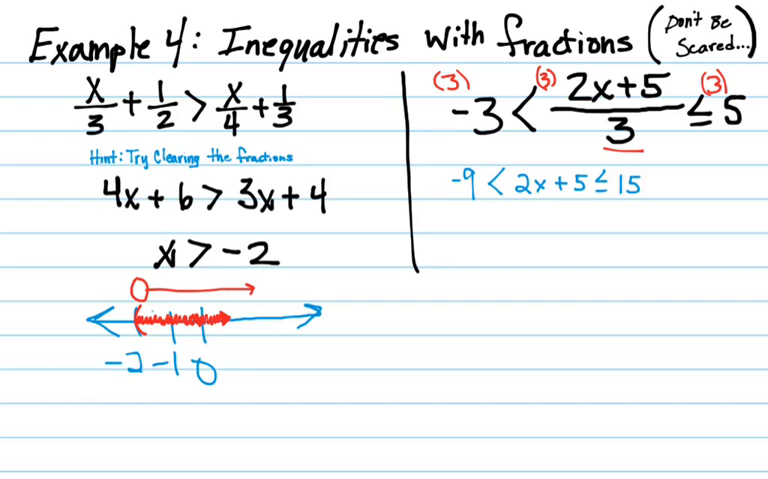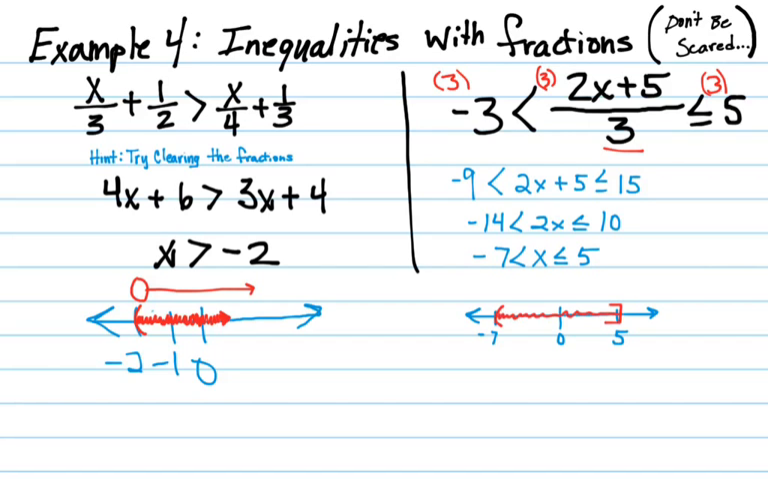All right, so the next part we would get would look like this. We good? And then what would we do? Divide everything by 2. I'm done.